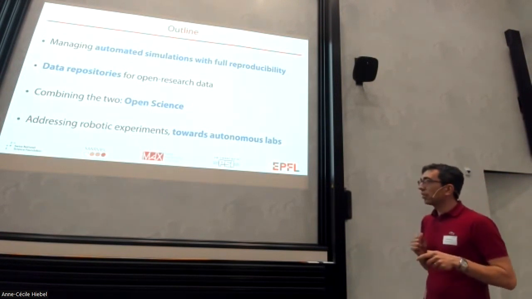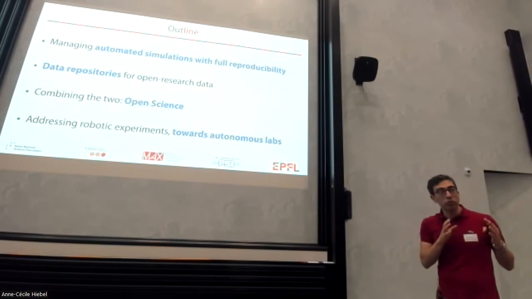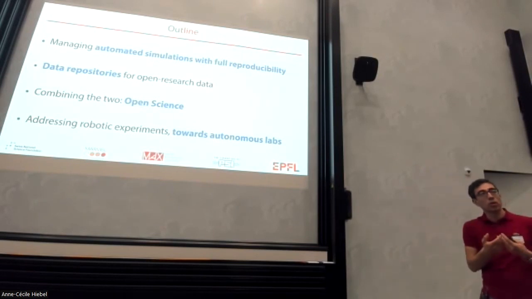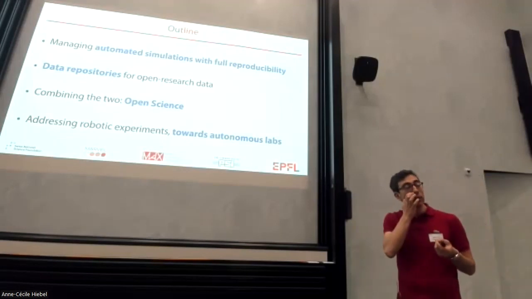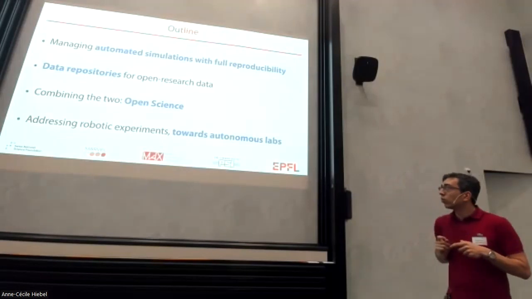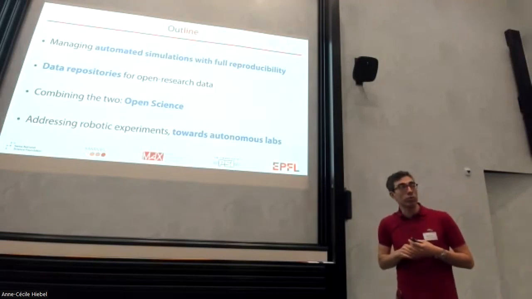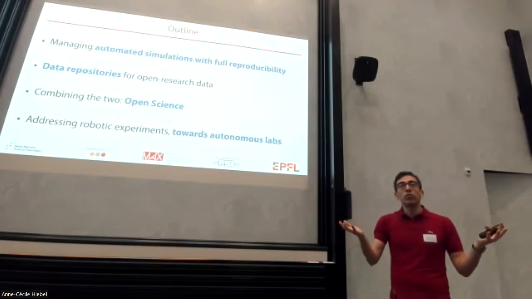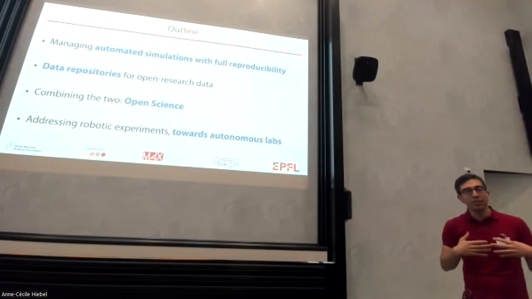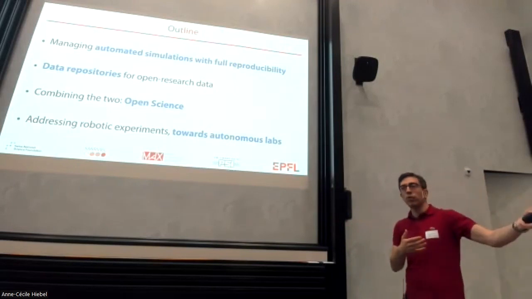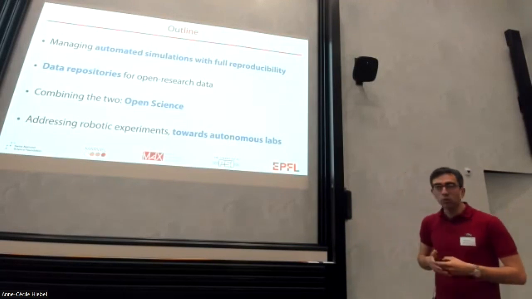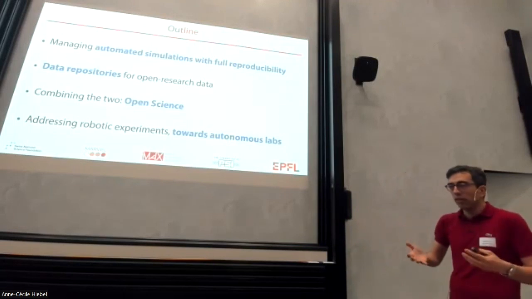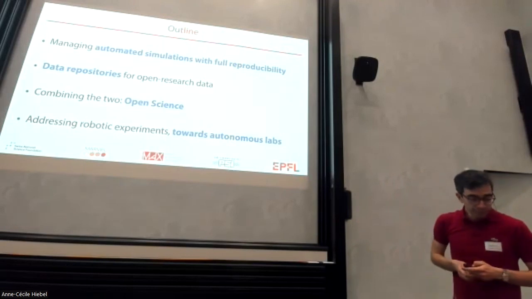And then I want to mention in the last couple of slides how we are also trying to address experiments which can be fully automated and try to combine them with fully automated simulations toward what are nowadays called autonomous laboratories, where artificial intelligence and machine learning algorithms can decide autonomously which next experiment to run or which next simulation to run in order to optimize a given property or characterize a material or any other similar research topic.